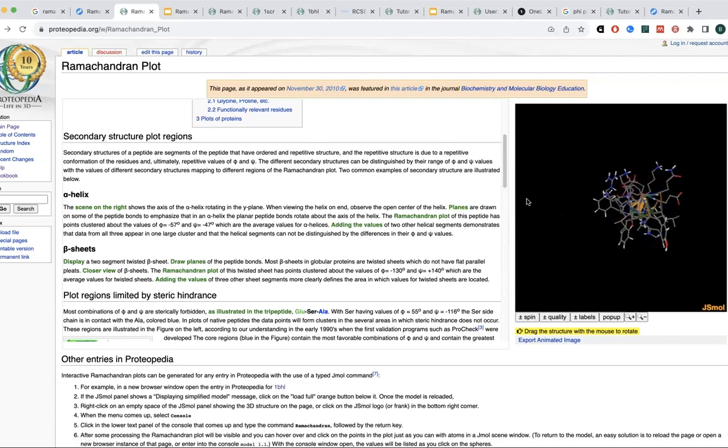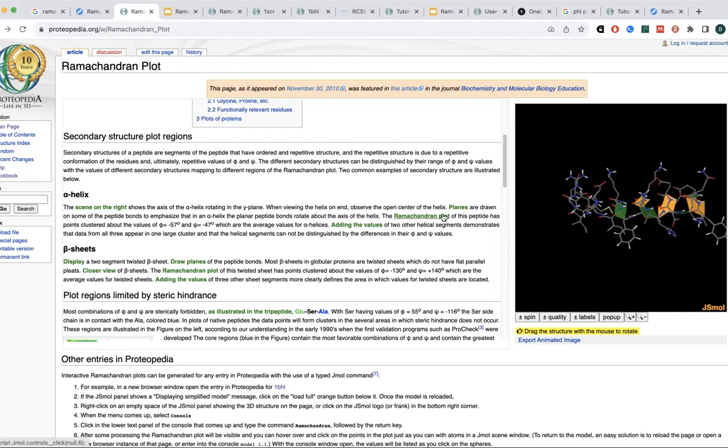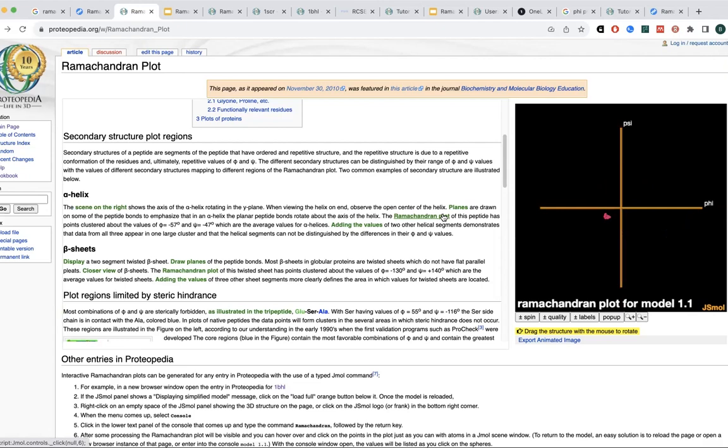For example, now you're going to be seeing those planes of the peptide highlighted. And what we can do also is plot the Ramachandran plot for this. We'll see that the points are going to cluster in one region. And this is the region where you're typically going to find alpha helices, the amino acids for alpha helices.